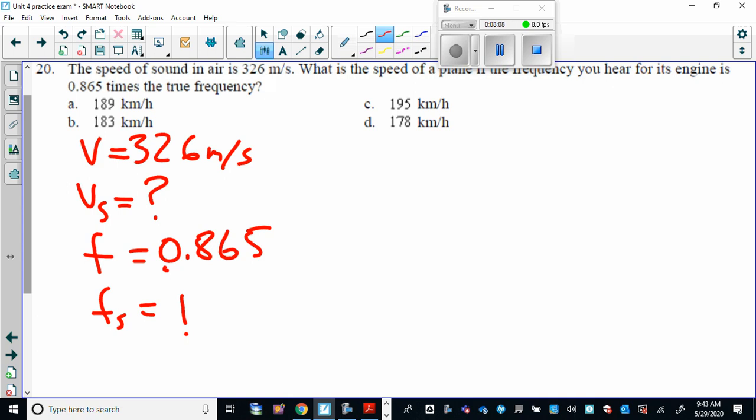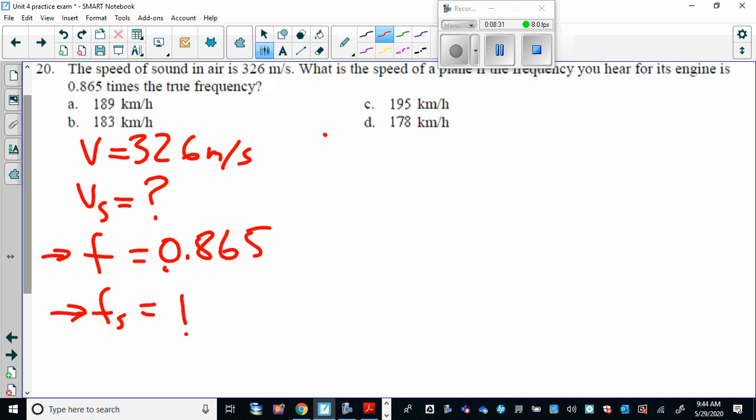Is it a plus or is it a minus? You're going to say, well, if this was the true frequency, but I hear this frequency, which is lower, then it must be moving away from me. I'm hearing a lower frequency, so it must be moving away from me. Therefore, I have to use a plus.